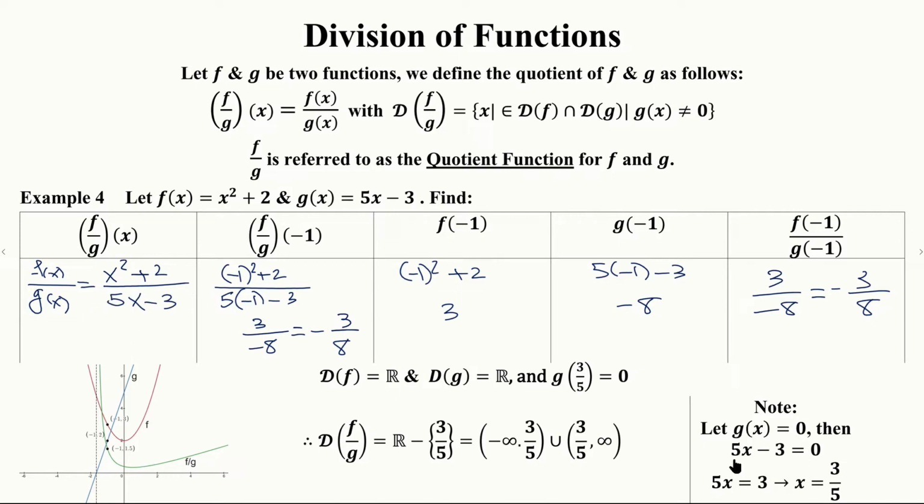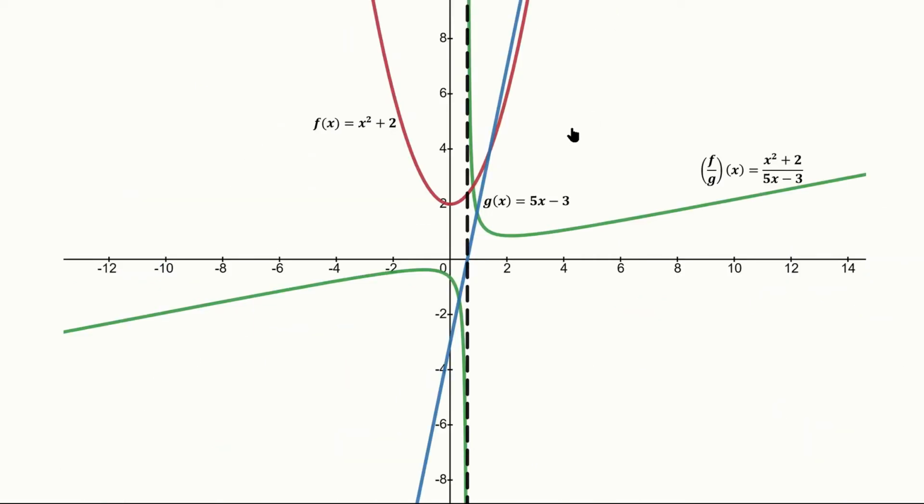Now, if we set 5x minus 3 equal to 0, of course, we get 5x equals 3, so x equals 3/5. So 3/5 is not in the domain of this particular fractional function or quotient function. Okay, here's the graph in its full glory.